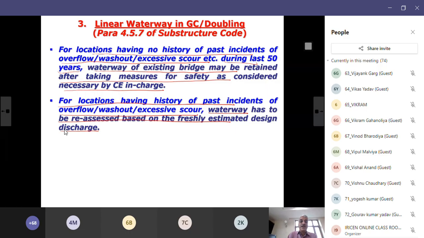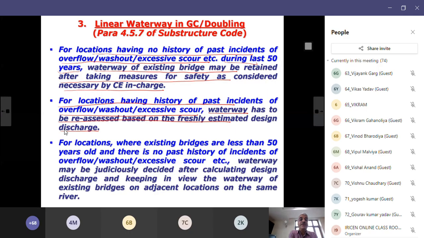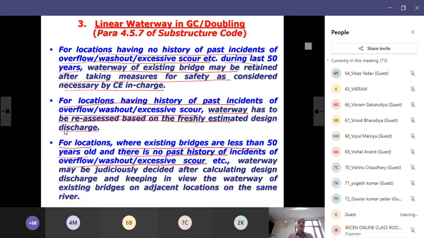Third situation you may have, where the bridge itself is less than 50 years old, but there is no past history of overflow, washout or excessive cover. But your available data, or the bridge itself, is less than 50 years old. So there you have to take a judicious decision on a case to case basis. First you calculate and see how much extra is coming. If your existing is far less than your proposed, maybe you may have to rebuild the bridge.